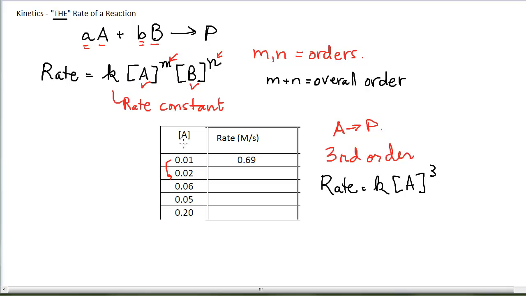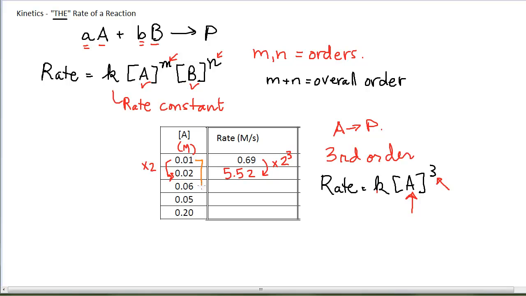And so let's look to see how I would expect this to behave. If I change the concentration from 0.01 molarity to 0.02 molarity, that means I am doubling the concentration. If my initial rate was 0.69 molarity per second at a concentration of 0.01, then I would expect the rate to go up by 2 cubed. The times 2 is because I'm doubling the concentration. The cubed is because it is third order. So I would expect my new rate to be 5.52 molarity per second.